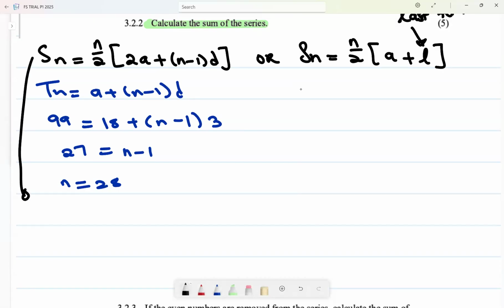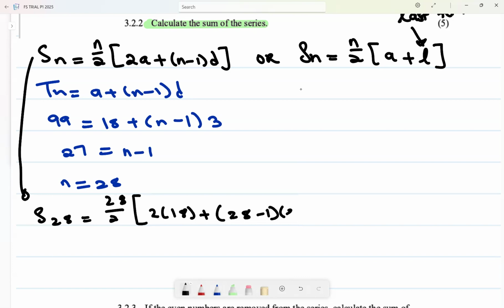I come here and say the sum of 28 terms is going to be 28 divided by 2. What is a? 18 is my first term. 2 times 18 plus n, number of terms 28 minus 1, the difference is 3. And then you get a beautiful answer of 1638.